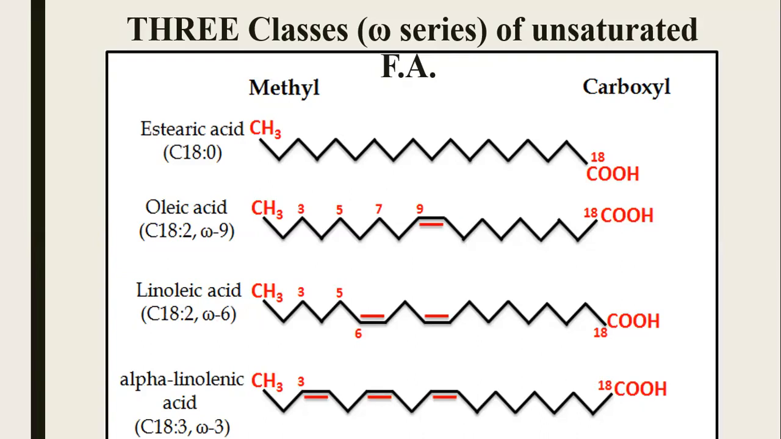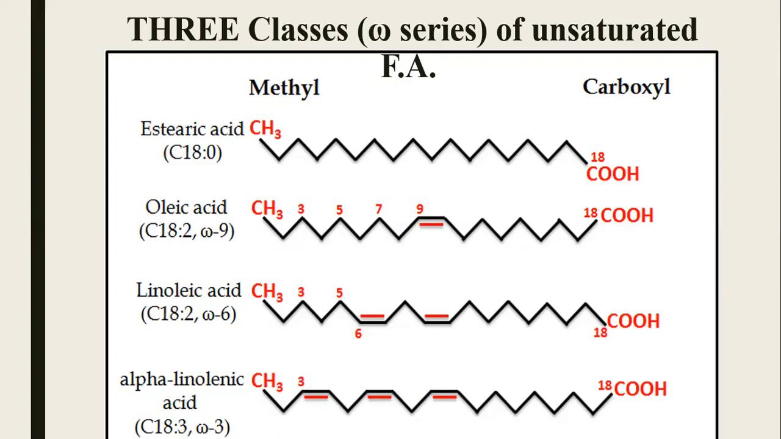If we take the carboxylic carbon as number 1 carbon, this is called delta numbering. The carboxylic carbon is considered as delta 1. But if we count the carbons of the fatty acid from the methyl end, it is called omega numbering. So the methyl carbon is omega 1, next is omega 2 and omega 3.